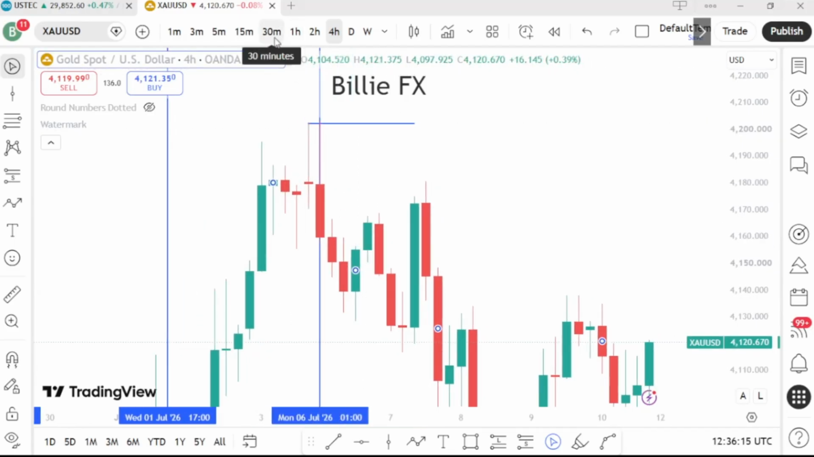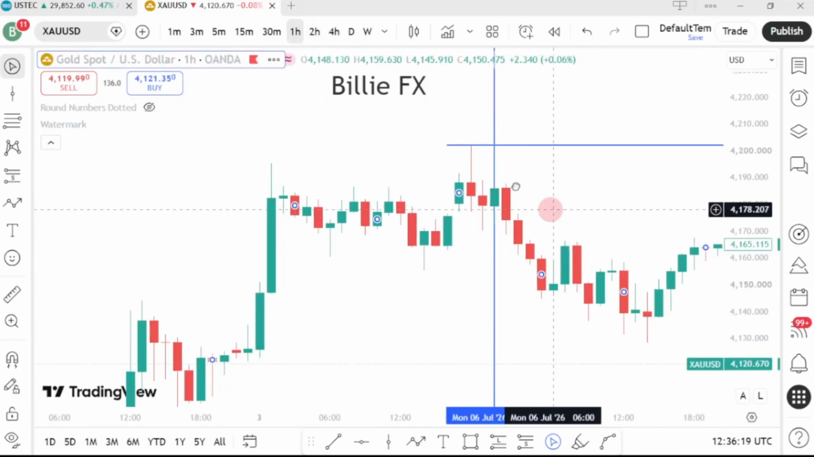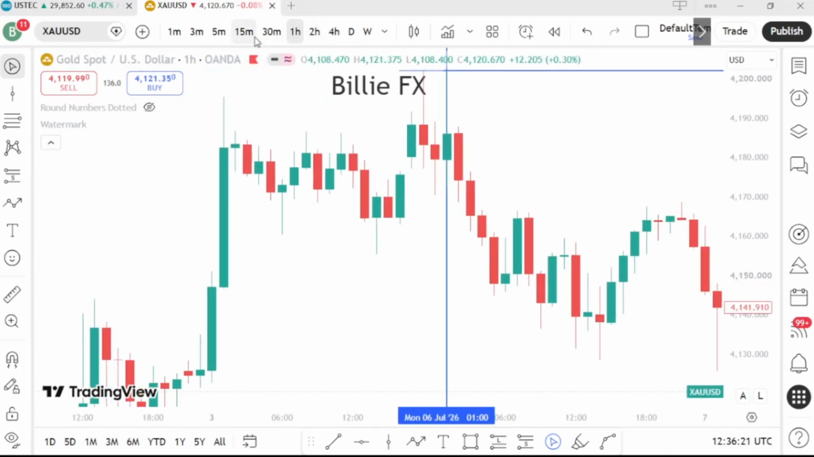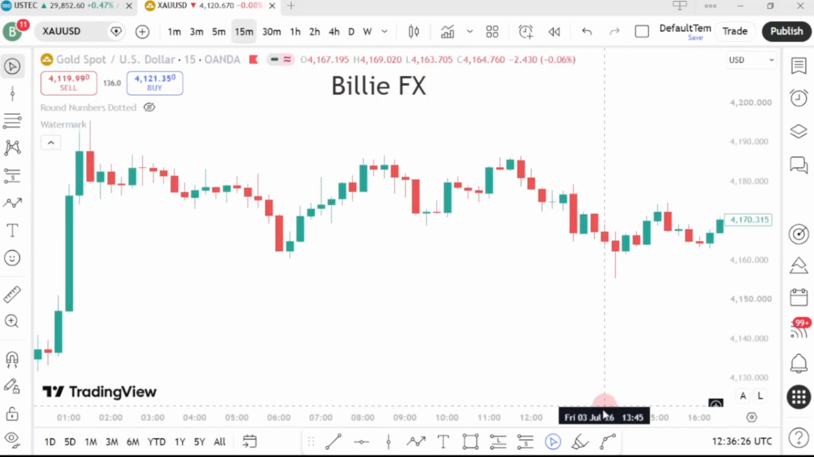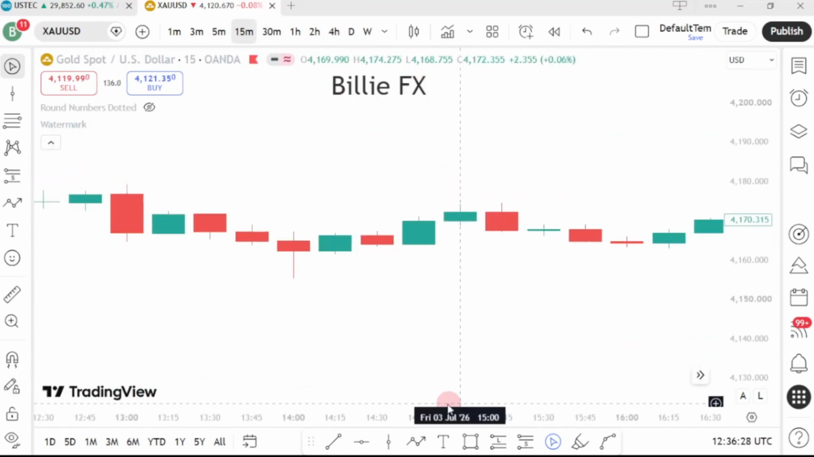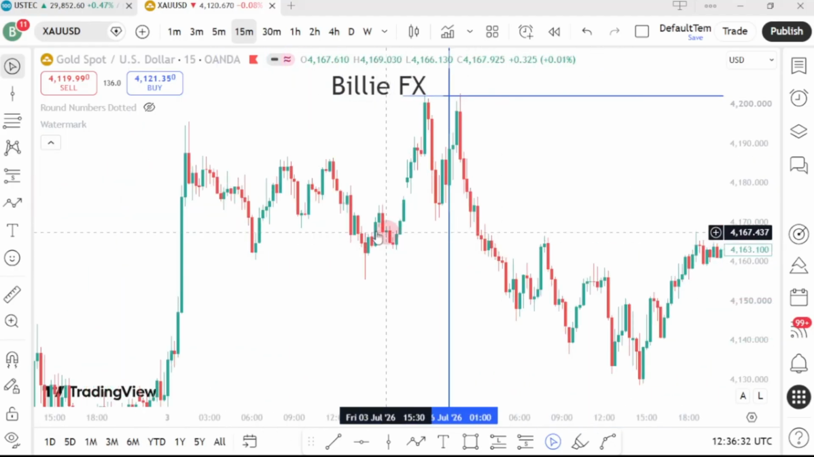All right. So let's move on to the 1 hour time frame first. I don't see anything. Let's move on to the 15 minutes time frame. And this is how you are supposed to analyze the market. Move to a time frame where you see the market structure clearly, not a time frame that you think you should use, right?